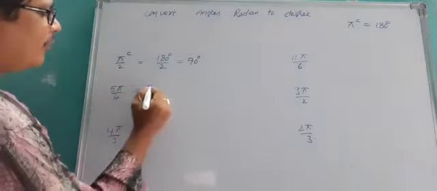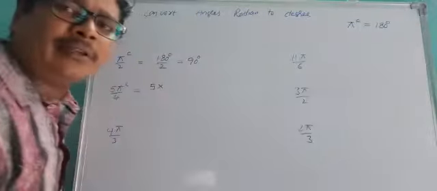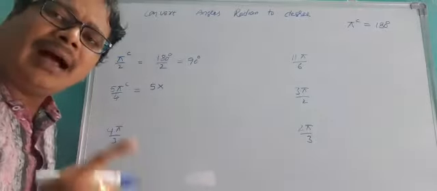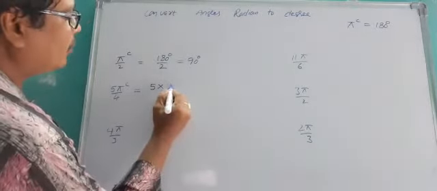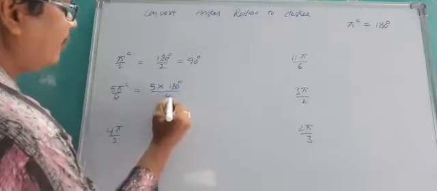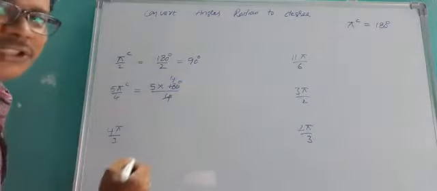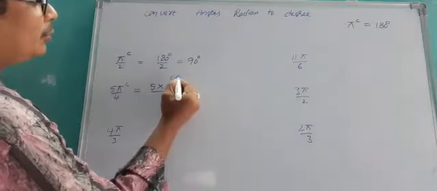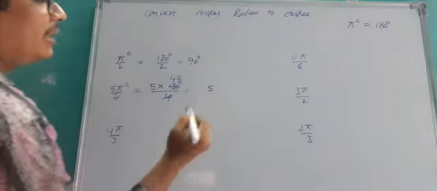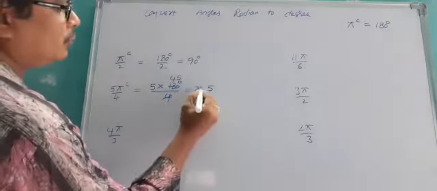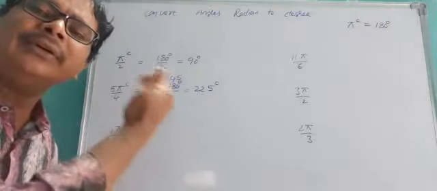Okay, 5 pi by 4. 5 into pi radians. Pi radians equal to how many degrees? 180 degrees. I explained how to get it in our previous video. So pi radians equal to 180 degrees by 4. Cut them, 4 4s are 16, remaining 20. So 45 into 5. 5 5s are 25, 2 is there. 5 4s are 20 plus 2, 225 degrees. So this is the conversion of radians to degrees.